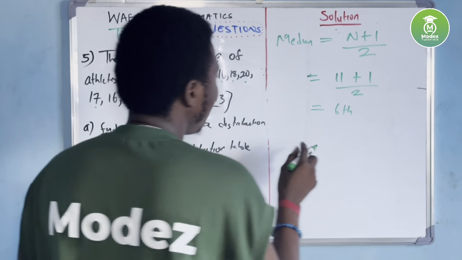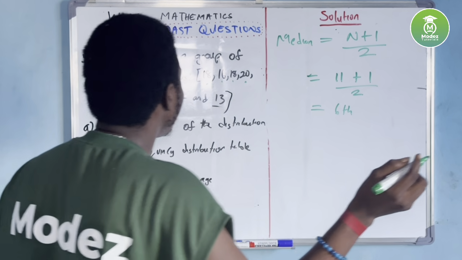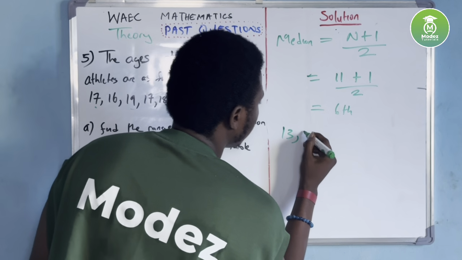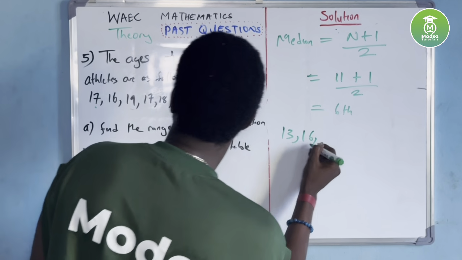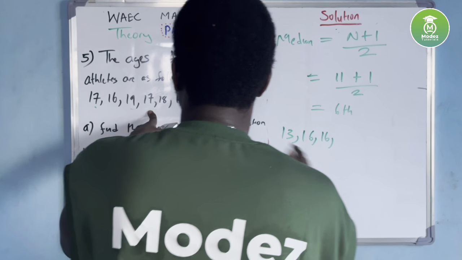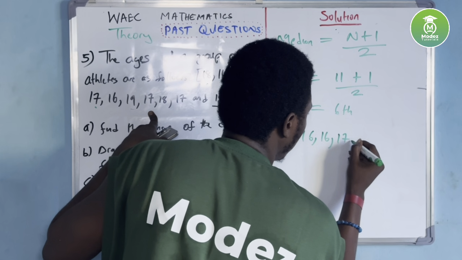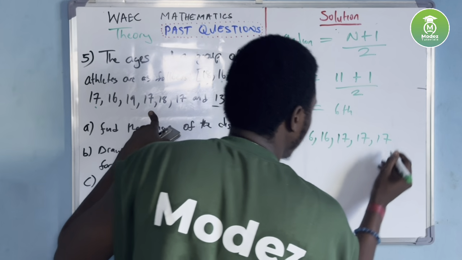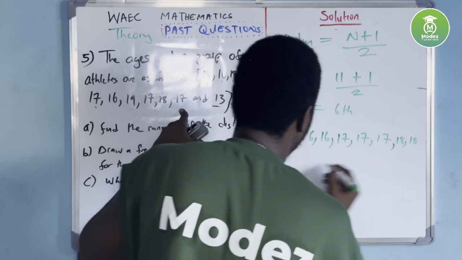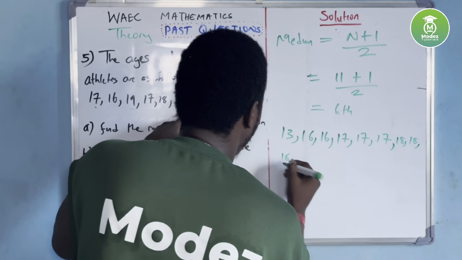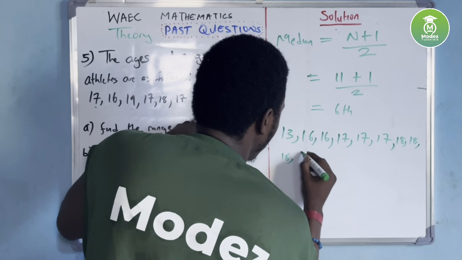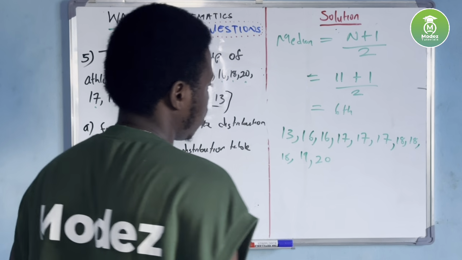No. I have to rearrange it. You can't just count like this, so you have to rearrange it. I'll start from 13. Then after 13, what's the lowest number? 16, right? How many times does 16 occur? Twice. Then after 16 is 17. 17 occurs 3 times. 1, 2, 3. Then how many times did 18 occur? 3 times also. 1, 2, 3. Hope you can see this marker clearly. Then 19 occurred only once. Then 20 is once also, as far as I can remember.